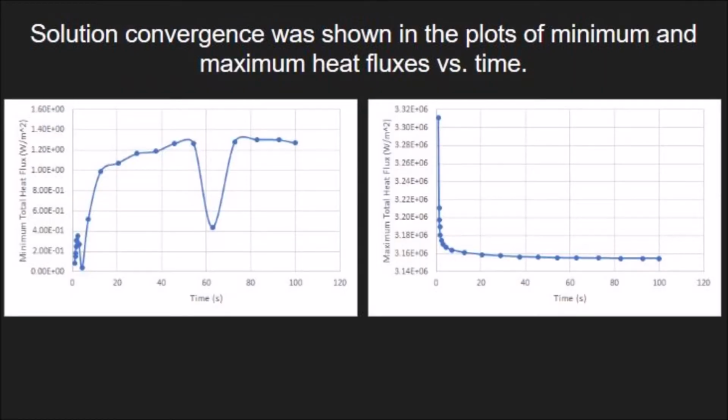The transient thermal analysis was set to end at a time step of 100 seconds. The minimum and maximum total heat fluxes were plotted as a function of time. The heat fluxes began to level out, and therefore the solution has converged.